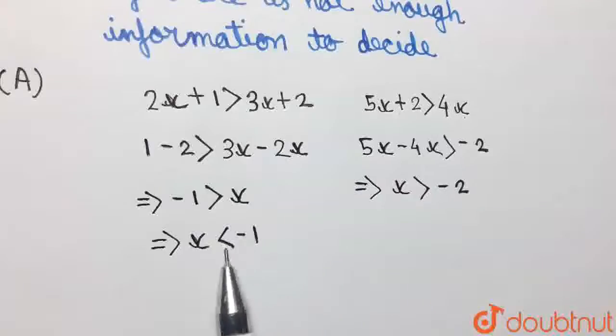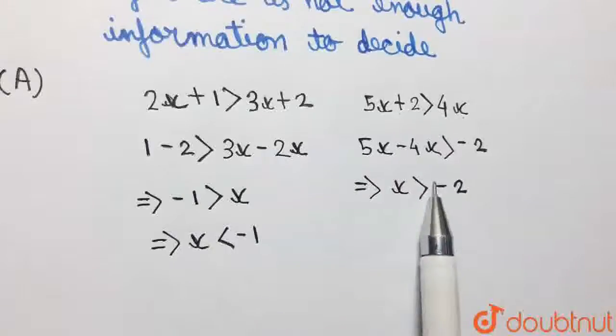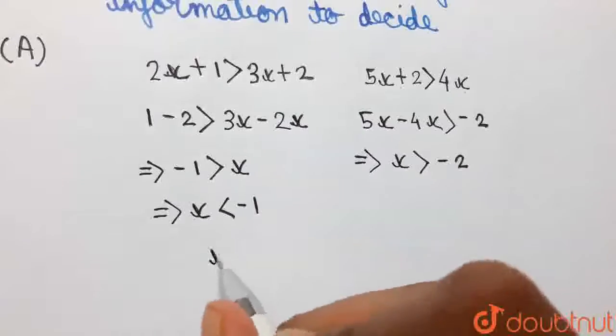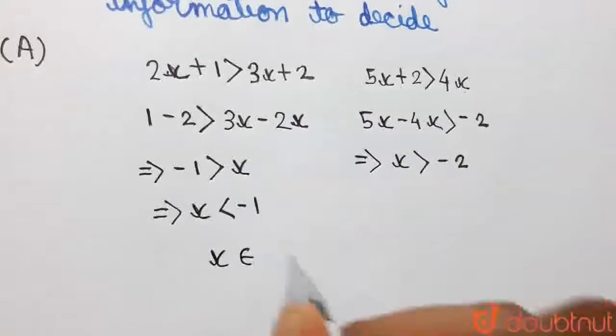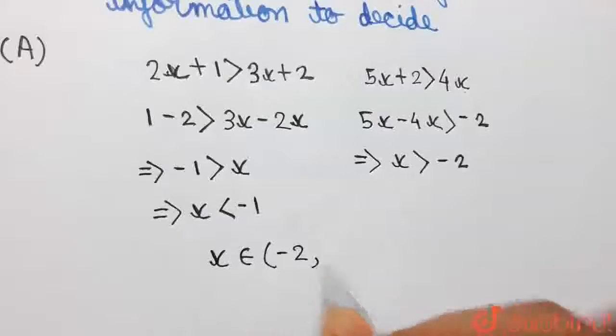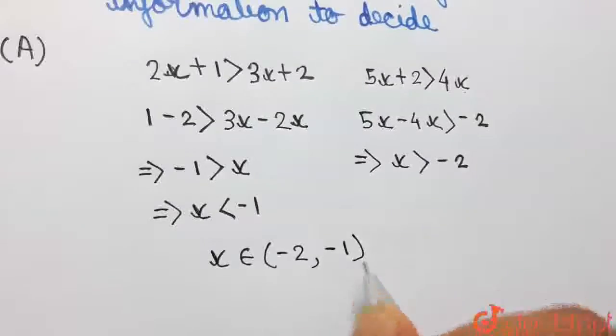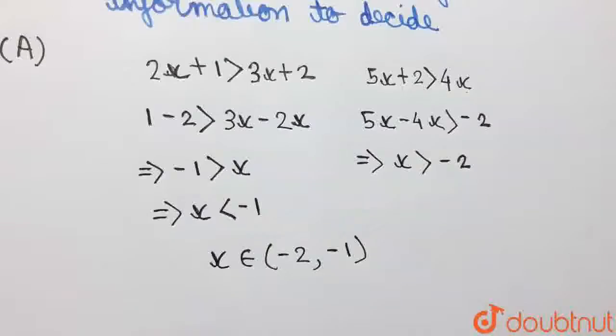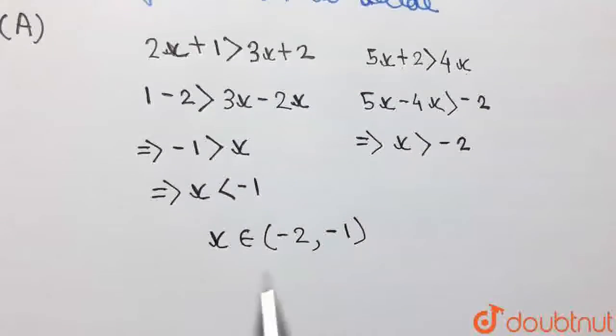Now if both these inequations are to be satisfied, the value of x should lie between minus 2 and minus 1. Okay, if x has to be less than minus 1 and greater than minus 2 at the same time, then the value of x must lie between minus 2 and minus 1, so that both these inequations are satisfied.